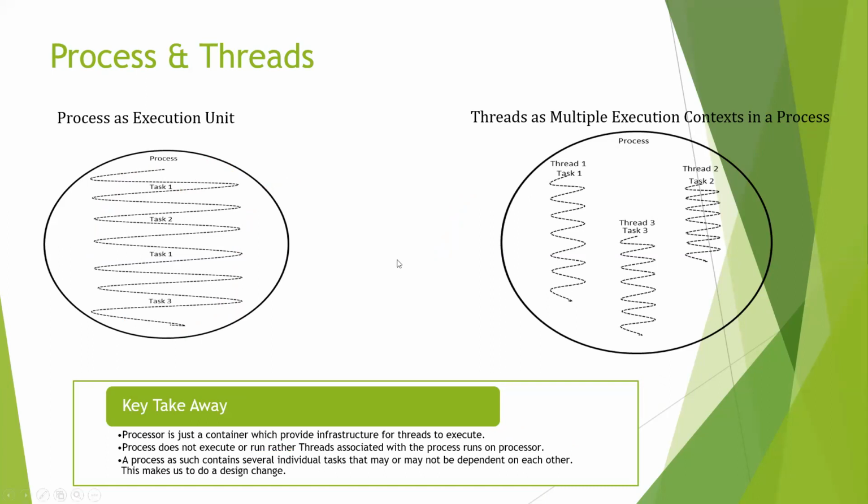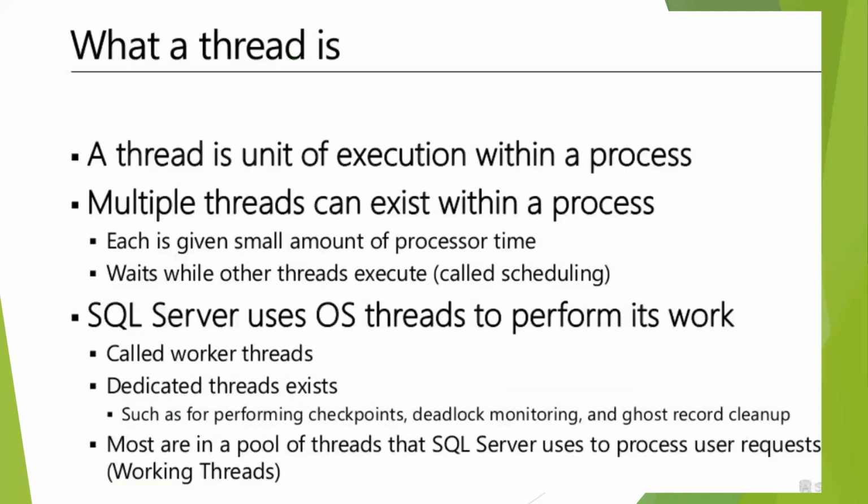This is the terminology again, the same thing we discussed. A thread is a unit of execution within a process. Multiple threads can exist within a process, so you can have a multi-threaded process. Each thread is given a small amount of processor time and waits while other threads execute. This is called scheduling.